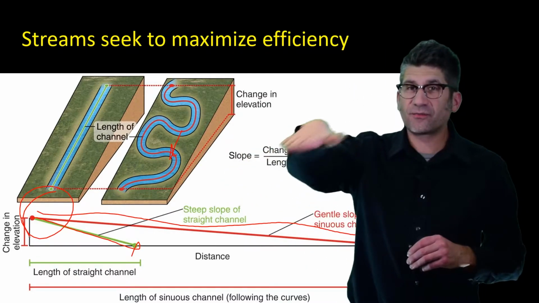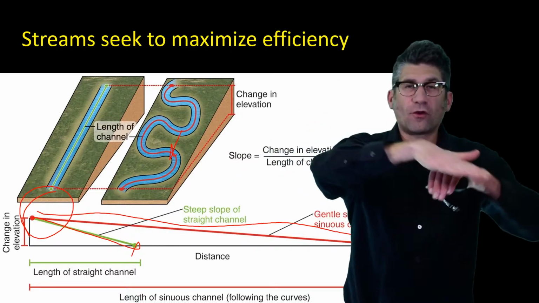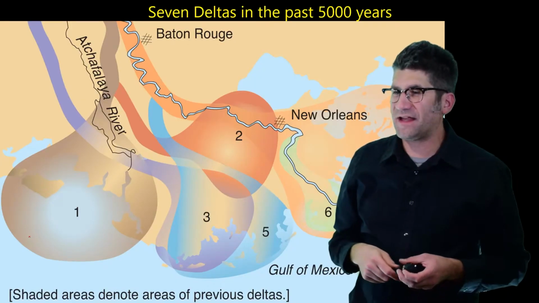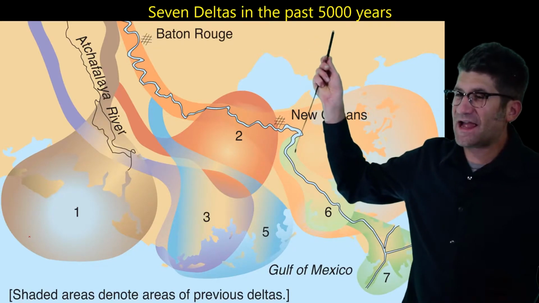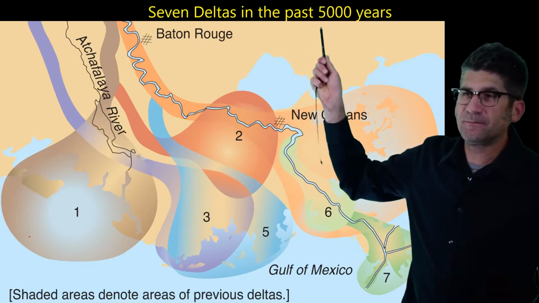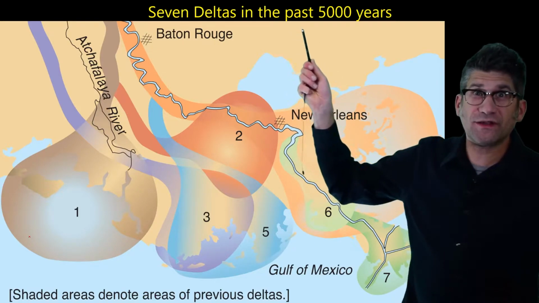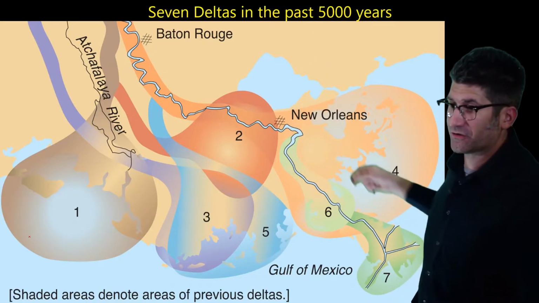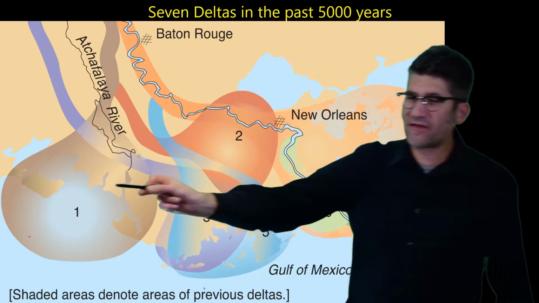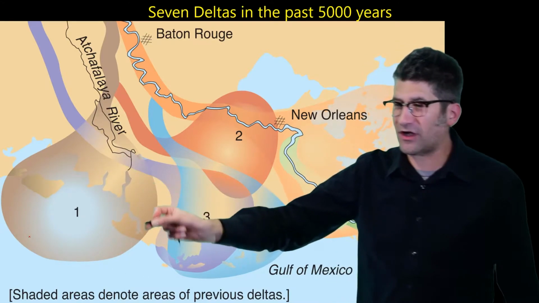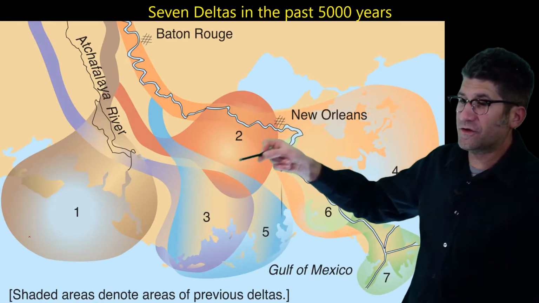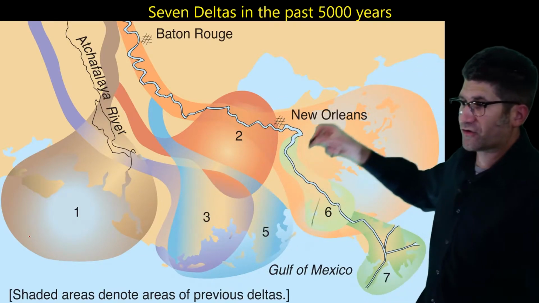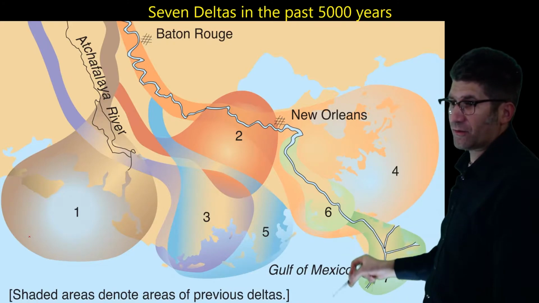And that also explains why deltas flip back and forth and you create big, broad, flat deltas. So here are the 7 deltas that we've had across the Mississippi River in southern Louisiana in the past 5,000 years. So this is over time. 7,000 years ago, the Mississippi River Delta was over on the western portion of the state. Then it's moved over time to its current position all the way out here.